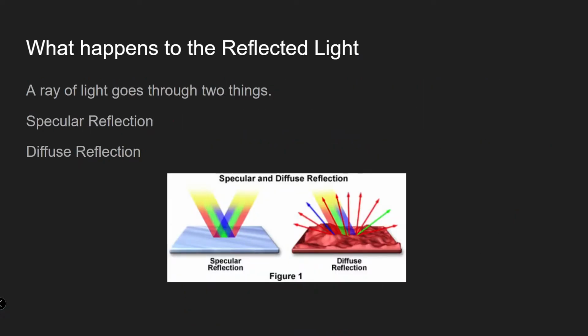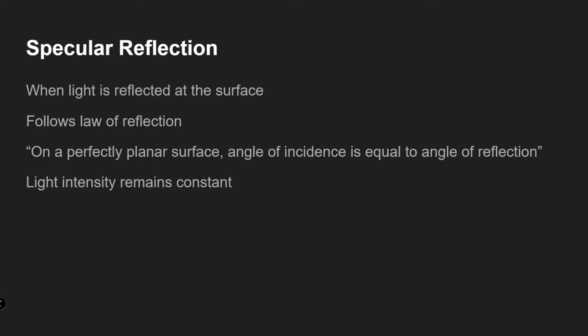What happens to the reflected light? A ray of light goes through two things when it is reflected: either specular reflection or diffuse reflection. Specular reflection is when light is reflected at the surface. It follows the law of reflection. On a perfectly planar surface, angle of incidence is equal to the angle of reflection. And here, light intensity remains constant. You can also imagine specular reflection is when you hold an object in the light, and when you move your eyes, you can see a bright spot that follows your eyes. That is known as specular reflection.